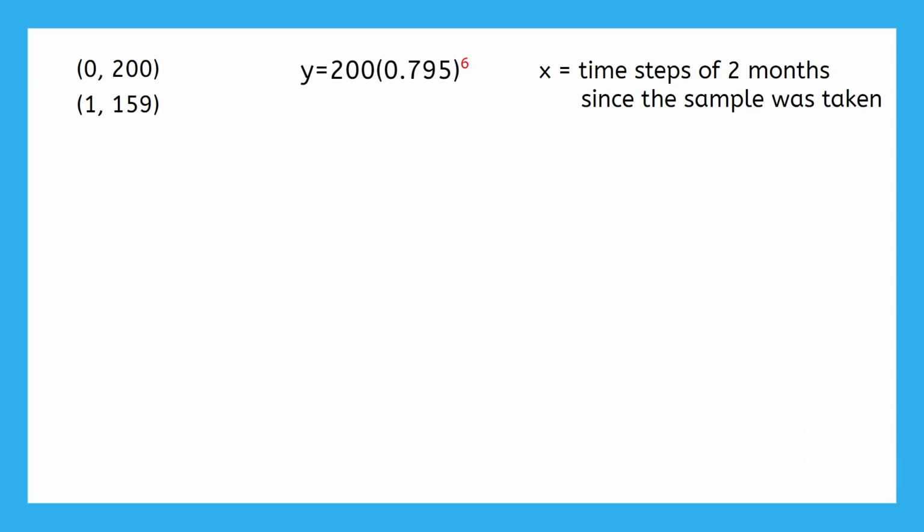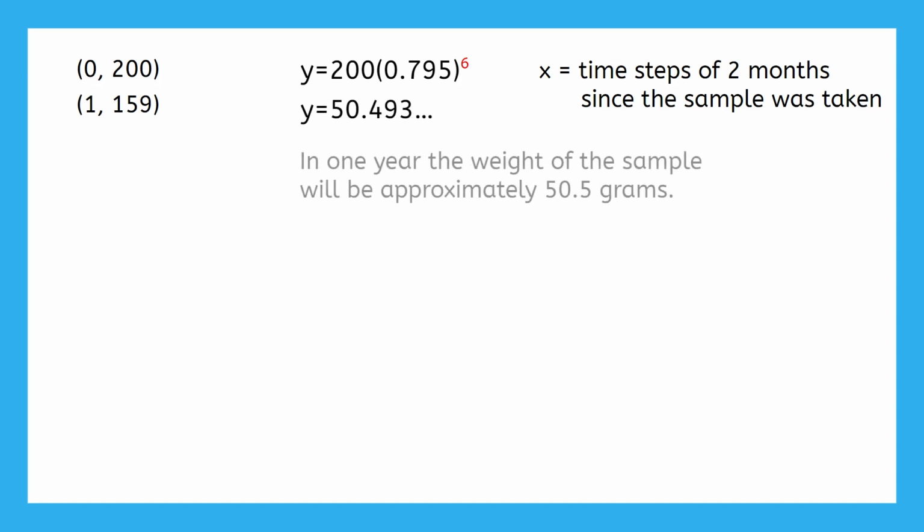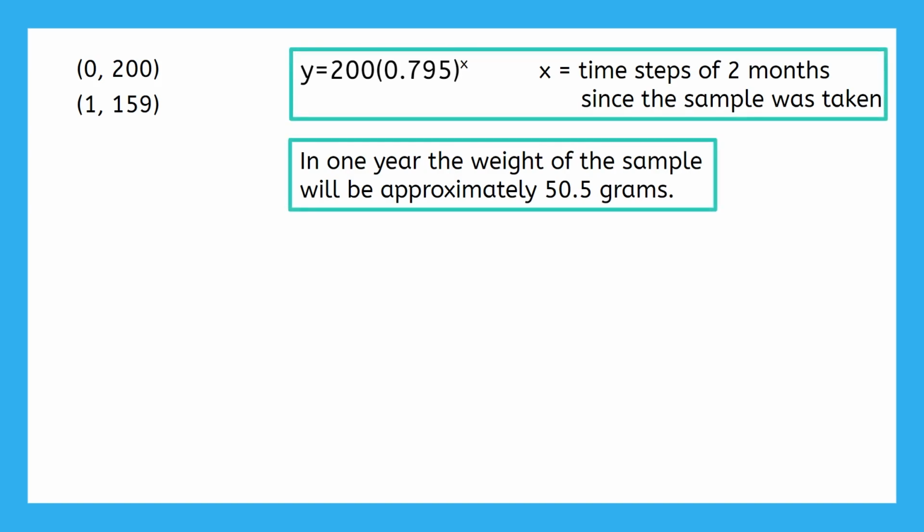Did you get approximately 50.5? We could say that in 1 year, the weight of the sample will be approximately 50.5 grams. Now that we have both parts of our final answer, I'm going to include how we defined x so my answer is super clear.